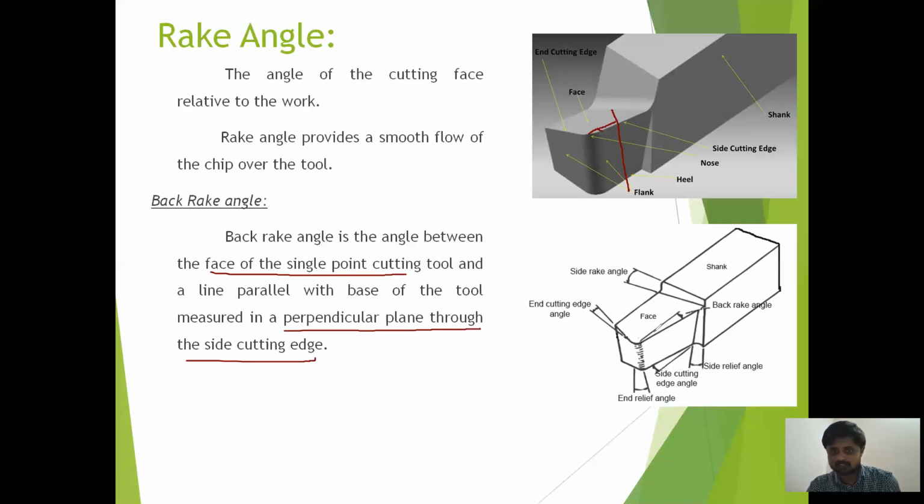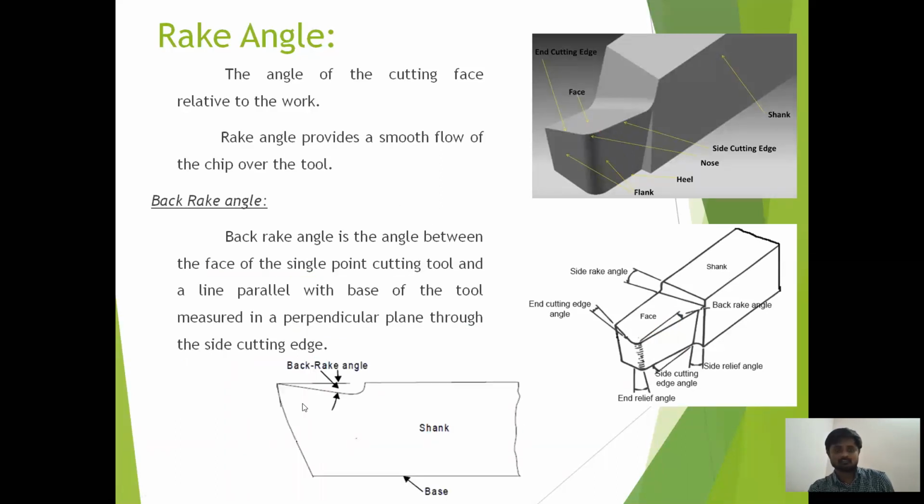If you observe this diagram, here we draw one perpendicular plane. This is a perpendicular plane through the side cutting edge, and I'm going to draw one line. This is the line drawn parallel to the base of the cutting tool. This angle is known as the back rake angle. Now, next one.